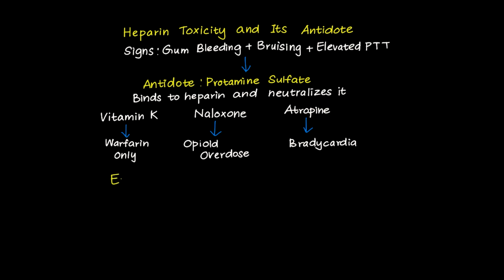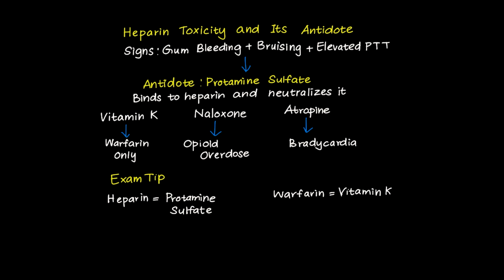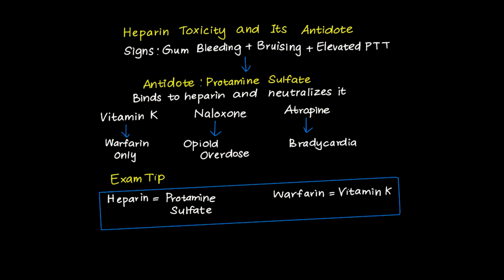Here is a WGU D441 OA exam tip for you. Antidote pairing is heavily tested. Lock these in. Heparin toxicity gets protamine sulfate. Warfarin toxicity gets vitamin K. When you see elevated PTT plus bleeding, think heparin, think protamine. Quick recall hook: Heparin and protamine are best friends, HP. They always go together.